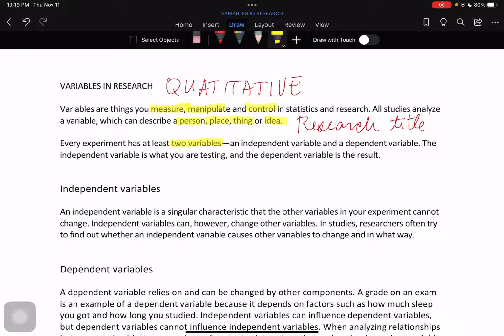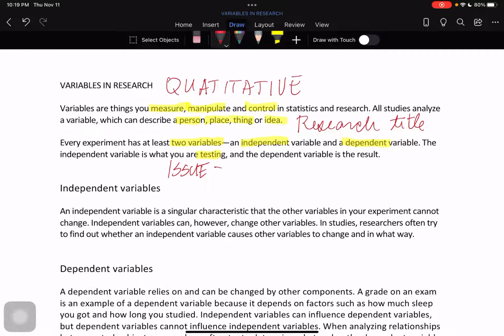To continue, every experiment has at least two variables: an independent variable and a dependent variable. By an overview or general idea, the independent variable is what you are testing. Usually, the independent variable refers to the issue that you are investigating. So the issue that you are investigating or testing is referred to as the independent variable.